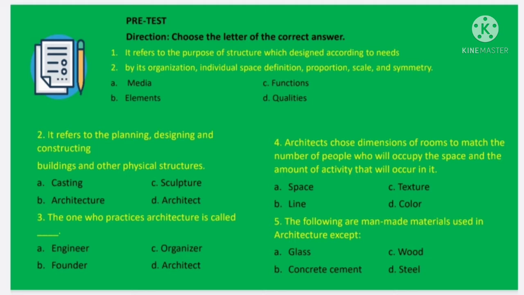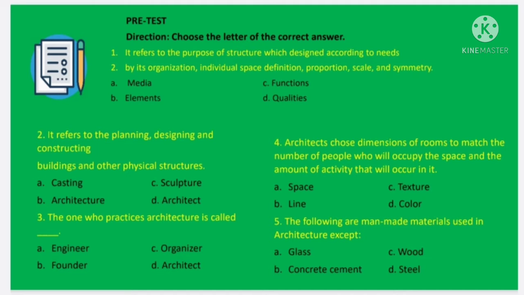Number one, it refers to the purpose of structure which is designed according to the needs by its organization, individual space definition, proportion, scale, and symmetry. A. Media. B. Elements. C. Functions. D. Qualities. Number 2. It refers to the planning, designing, and constructing buildings and other physical structures. A. Casting. B. Architecture. C. Sculpture. D. Architecture.